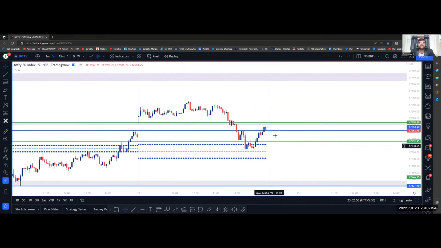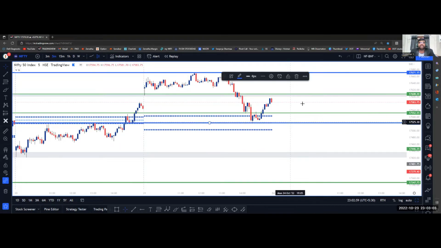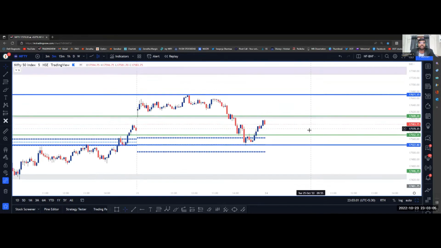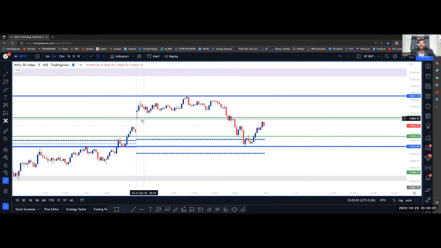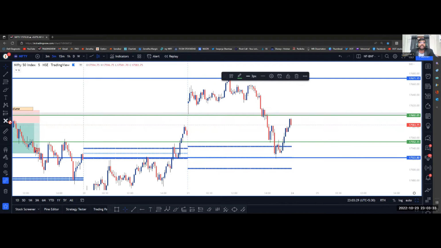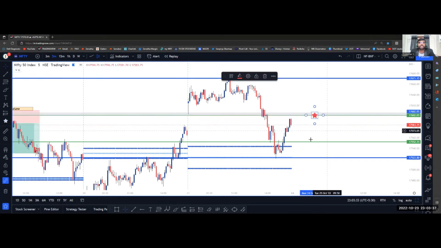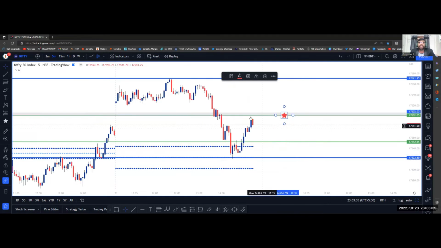In 5 minutes, first we need to mark the previous day high and low. The previous day high and low are marked, and there is a breakout that needs to be marked. Already there is a reaction line. In the exact reaction line, the breakout also happened. Let's mark it as a star, because the next day the market might start at this level.